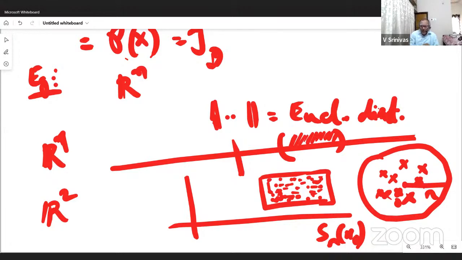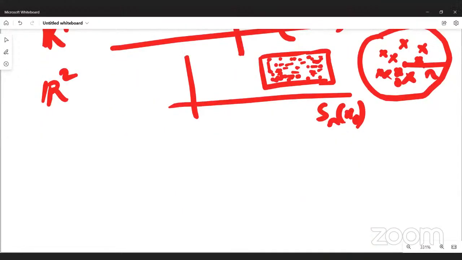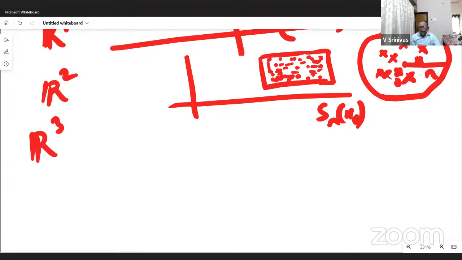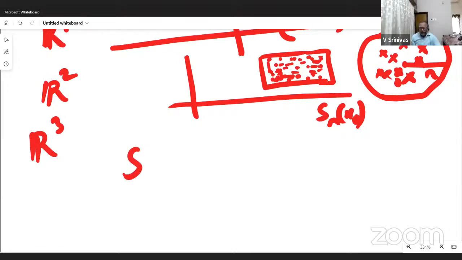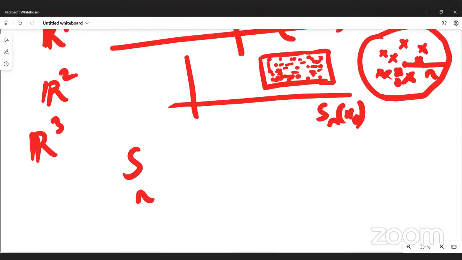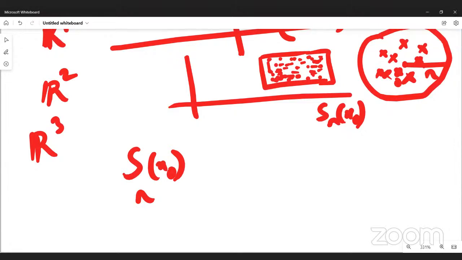In R3, you have the open sphere. In R3, the Euclidean metric is the usual distance. If you go for S_r of x naught, where x naught is a point in R3 and r is a positive number, this is an open sphere.